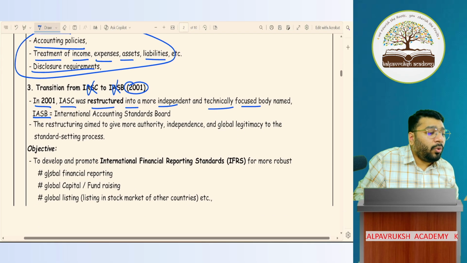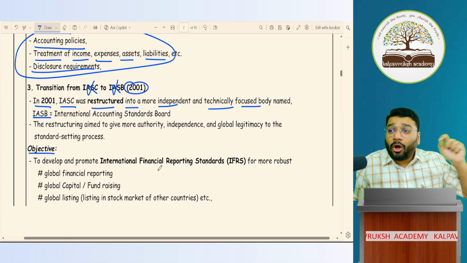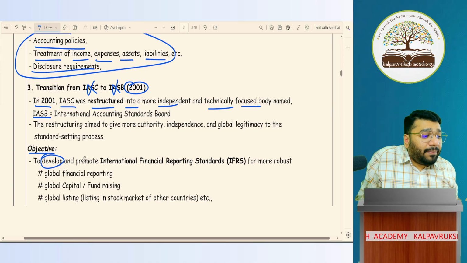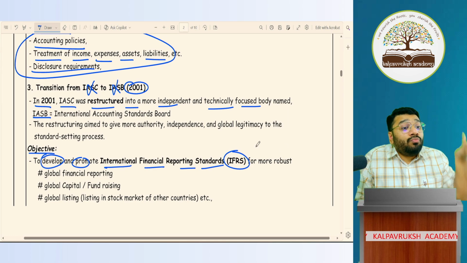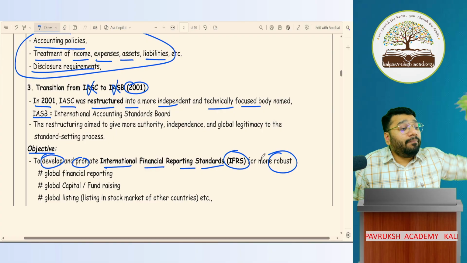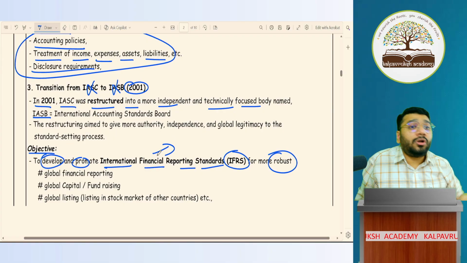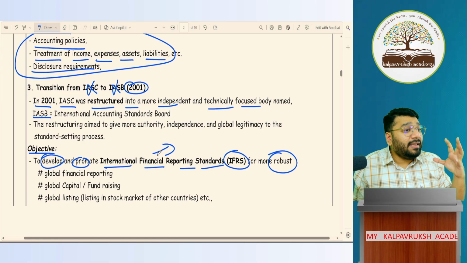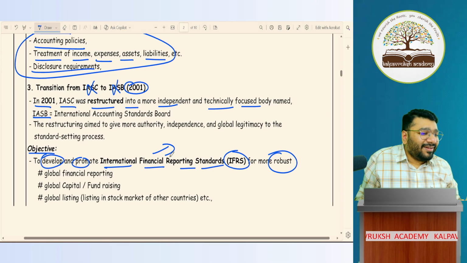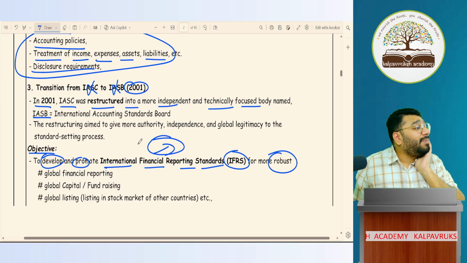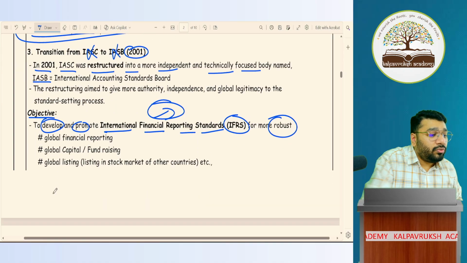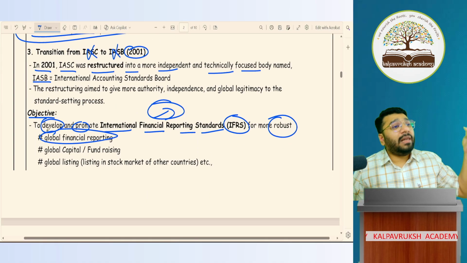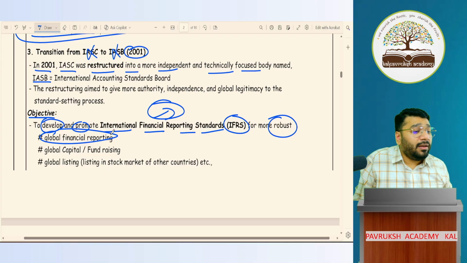Now, what is the objective of having this IASB? The objective of the IASB was again to develop and promote the International Financial Reporting Standards, IFRS, which is a more robust accounting standard compared to the IAS. So these were more robust, more focused, more independent standards, giving more clarity than what was given by IAS. This led to financial reporting at the global level that became more transparent, more comparable, and more robust.